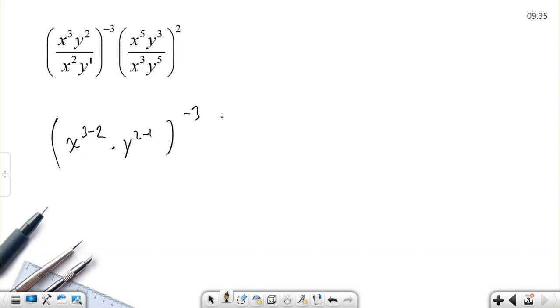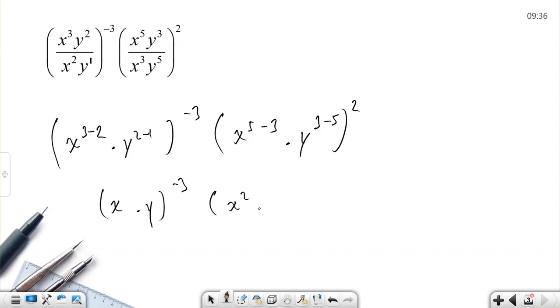The power of minus 3. We'll calculate inside the other parentheses: x to the power of 5 minus 3 multiplied by y to the power of 3 minus 5, all to the power of 2. That's going to be x multiplied by y to the power of negative 1, all to the power of negative 3, then x squared y to the power of negative 2, all to the power of 2. Inside the first, you need to multiply negative 3 by each power: x has power 1, 1 times minus 3, y to the power of minus 3. Multiplied by, now I can remove this parenthesis, x to the power of 4, y to the power of negative 2.